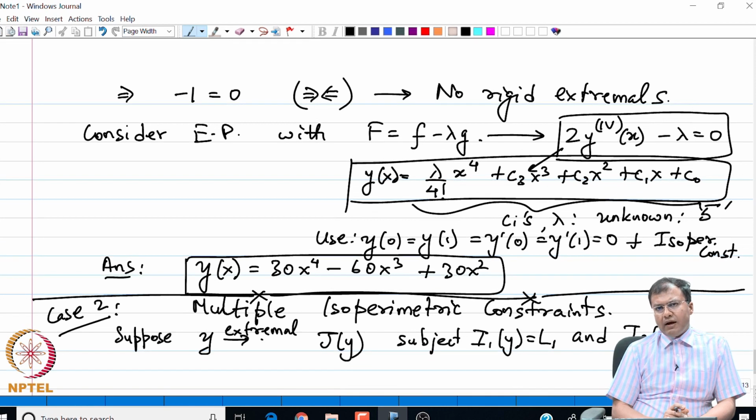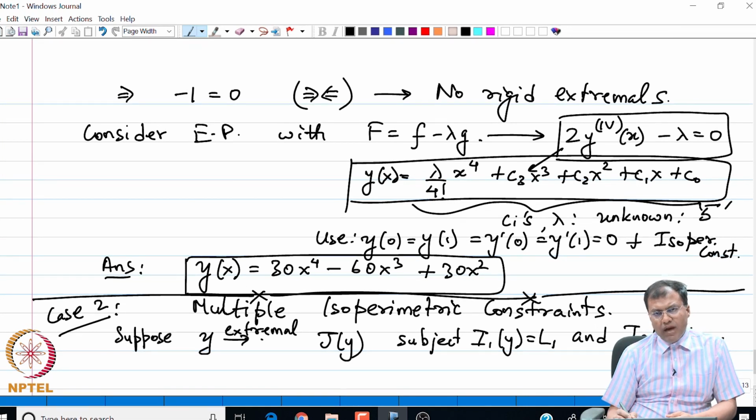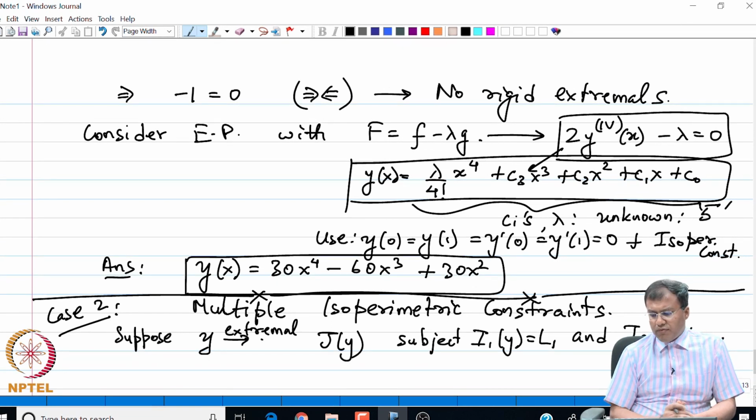Now, again let us go back to our discussion on the standard derivation of Euler-Lagrange. In the standard derivation, we were trying to find the first variation delta J of y, and then we looked at it subject to one constraint, that is I of y equal to L. Now, given that we have two constraints, we cannot perturb freely. We have to perturb our extremal in such a way that it always satisfies both the constraints simultaneously, right.